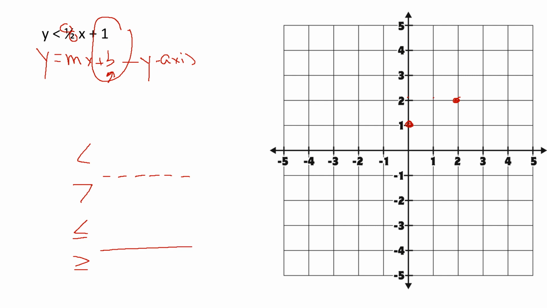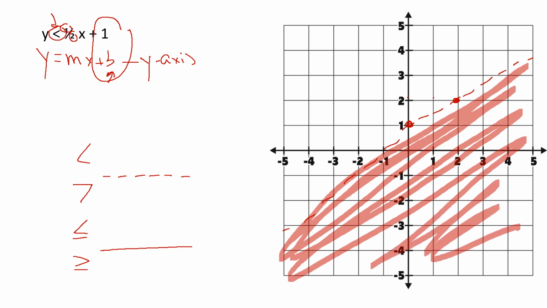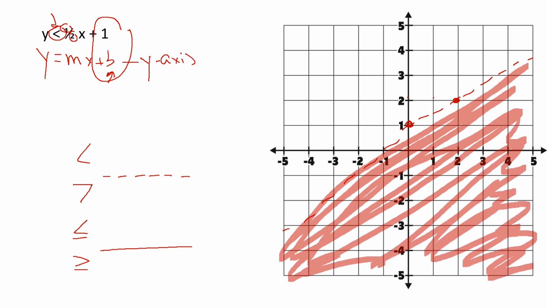In this case, we have y is less than, so we're going to use a dotted line. And I can't draw a straight line for nothing with this thing. And we know that y is less than. Less means below. So then what I'm going to do is color in everything less than that dotted line, that is going to be my answer. Let's do another one.